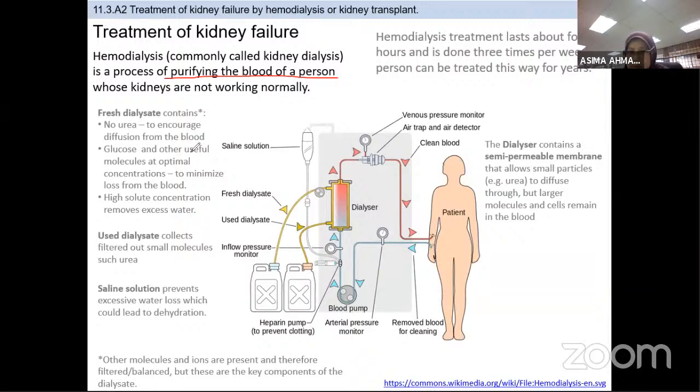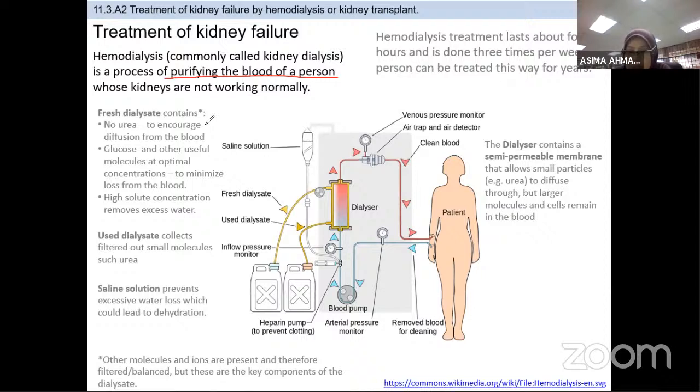Okay, meaning to achieve the objective. If, let's say, we want to remove urea, then the dialysate must not have urea, so that urea will be excreted out, will be removed from the blood. And in order to remove excess water from the blood, the dialysate must have a high solute concentration so that it is hypertonic to the blood, therefore allowing excess water from the blood to move into the dialysate.